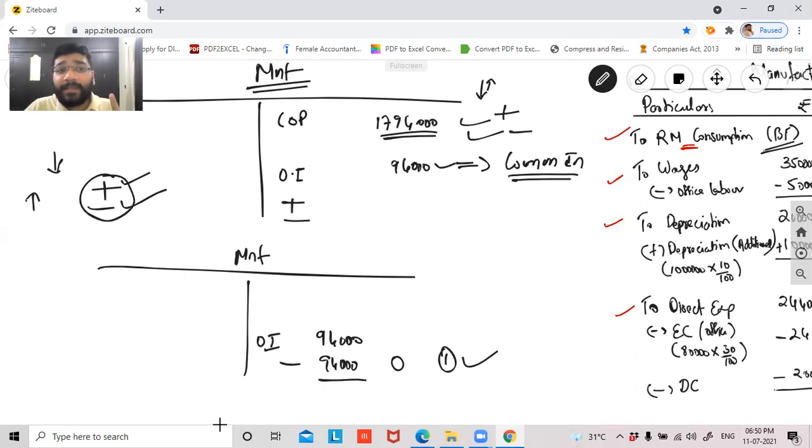Now, other income, guys. Other income, if I record it in my manufacturing account, has the tendency to decrease my cost of production. If I eliminate this other income, cost of production will go up or go down? Should it go up or should it go down?